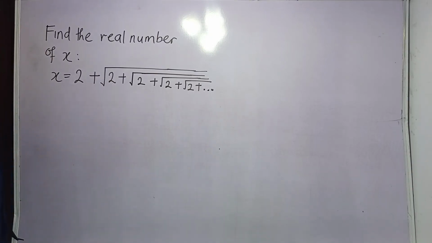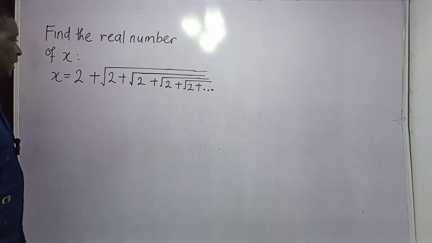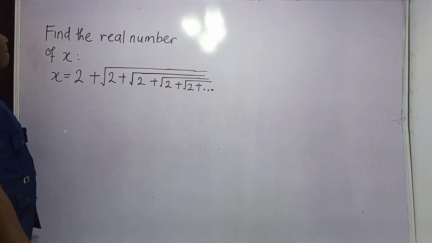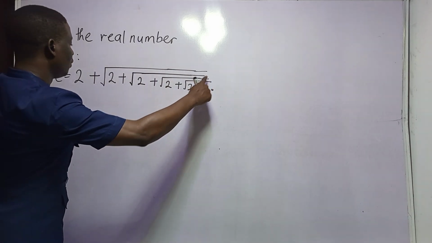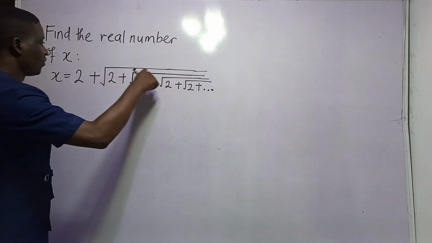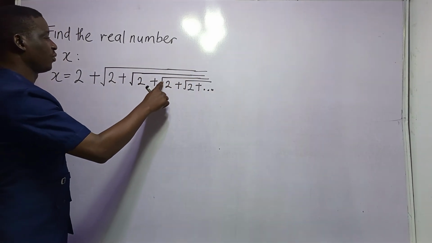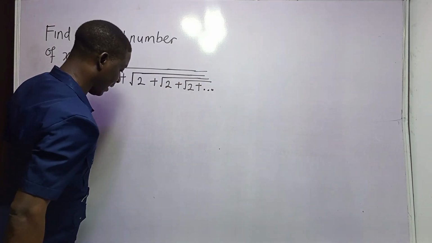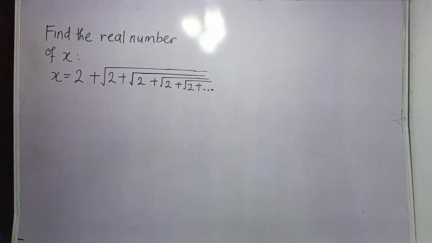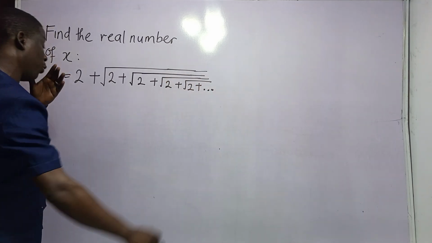We want to solve this question, so just follow me as we solve. Find the real number x, where x is equal to 2 plus square root of 2 plus square root of 2 plus square root of 2 plus square root, and it continues that way.